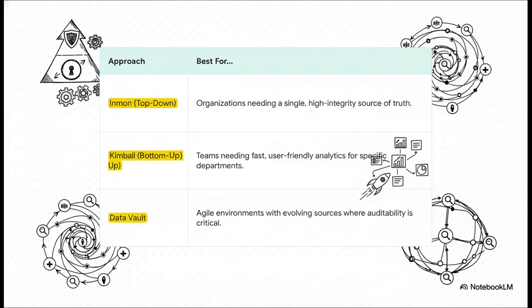If your number one non-negotiable priority is having a single bulletproof source of truth for the entire organization, then Inmon is probably your guy. If you need to get answers to the sales team this quarter, you're going to lean towards Kimball. And if you're living in a world with dozens of constantly changing data sources and you absolutely must have a perfect audit trail, then the Data Vault was literally designed for your problem.